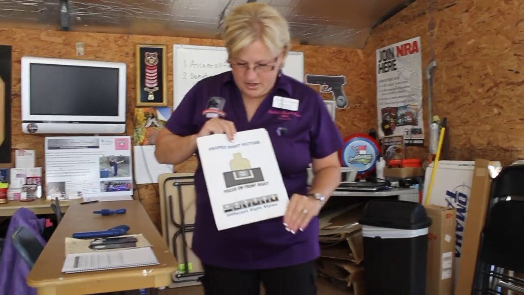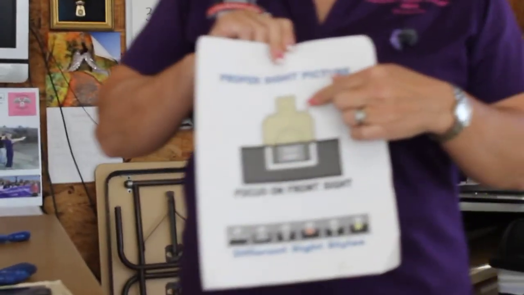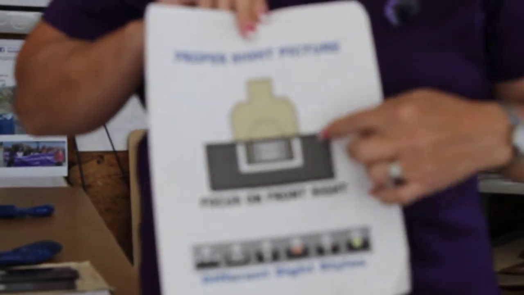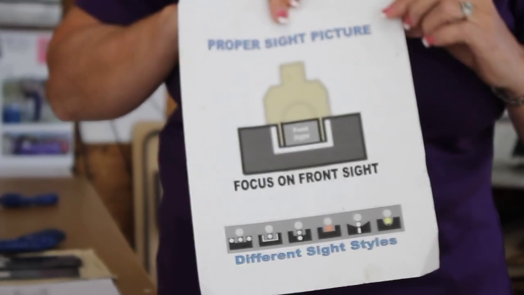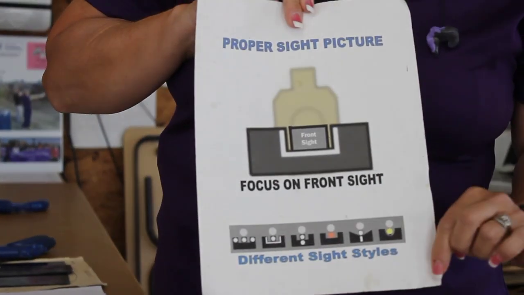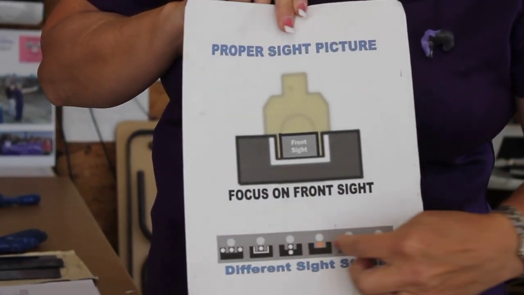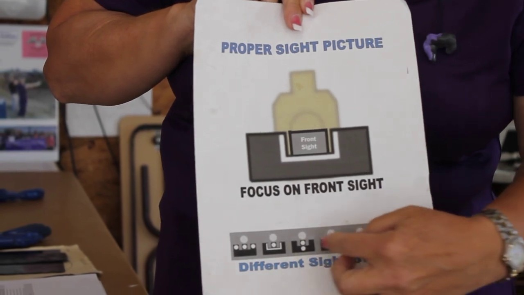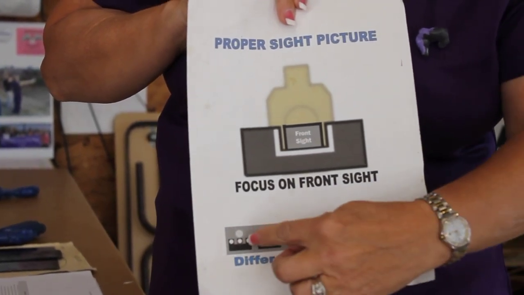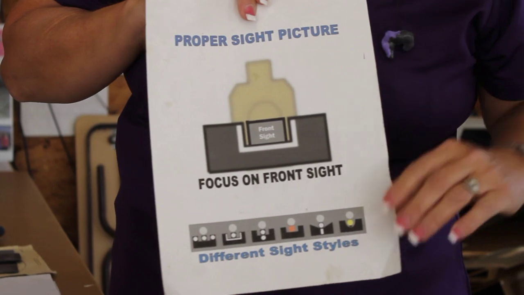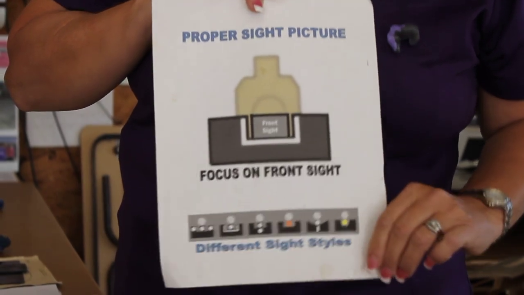Here's an example, another visual aid to describe. So basically our target is a little bit blurry. Our rear sight is a little bit blurry, but our front sight is perfectly clear. Also, we have a visual here of some different types of sights: V sights, fiber optic, and basically this is the type that I just showed you, the dots.